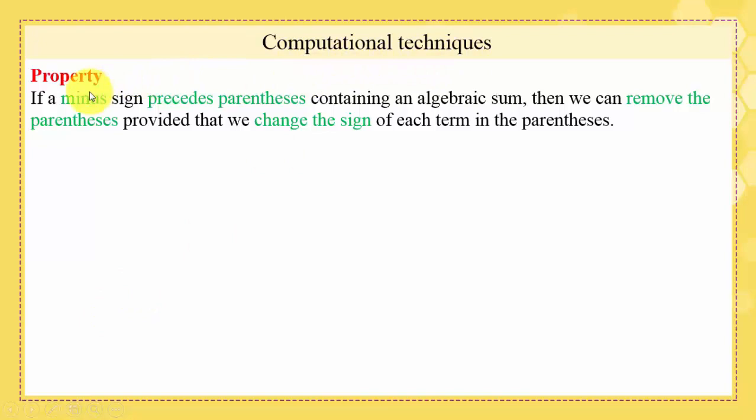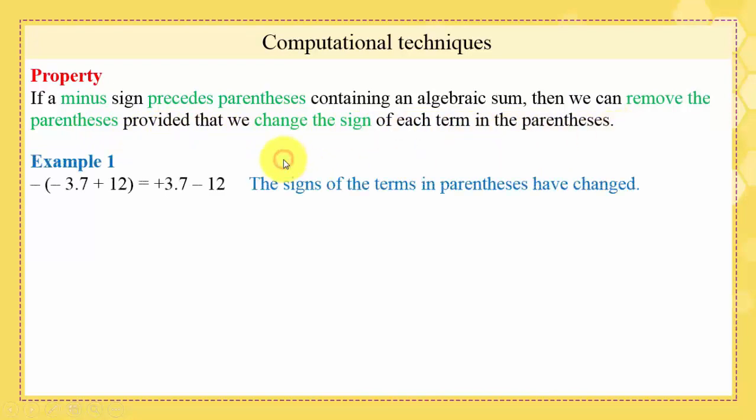Computational techniques. Property: if a minus sign precedes parentheses containing an algebraic sum, then we can remove the parentheses provided that we change the sign of each term in the parentheses. Example 1. Look here at this parenthesis. It is preceded by minus. When a parenthesis is preceded by minus, then we change the signs of all the algebraic terms. So minus 3.7 becomes plus 3.7, plus 12 becomes minus 12, and we remove the parentheses. The signs of the terms in parentheses have changed.